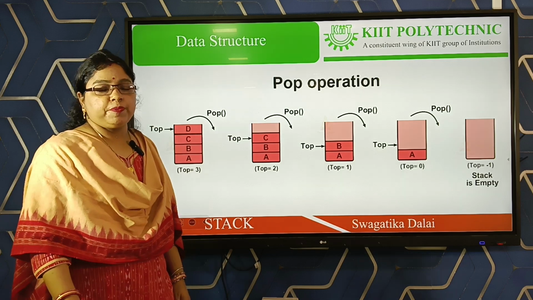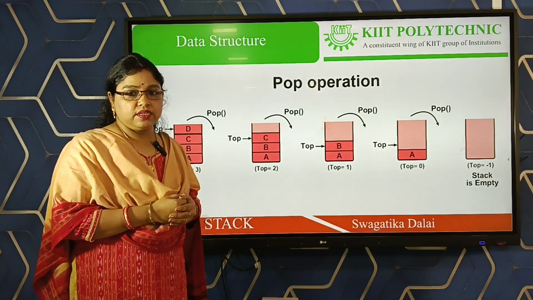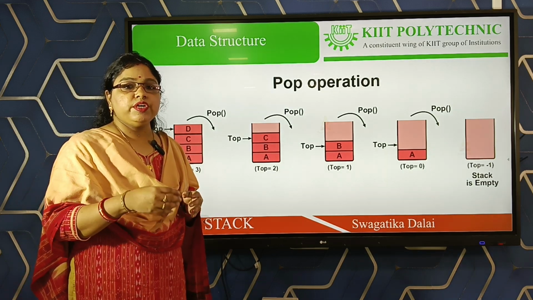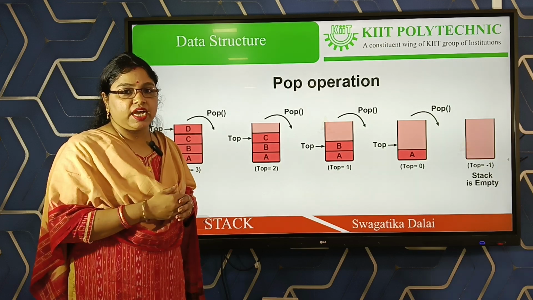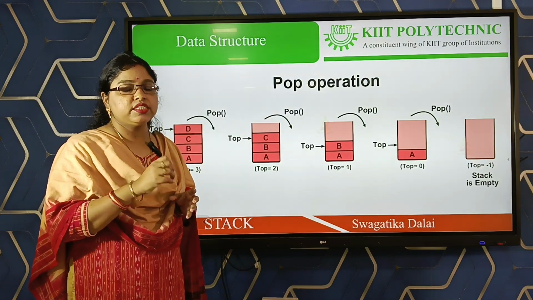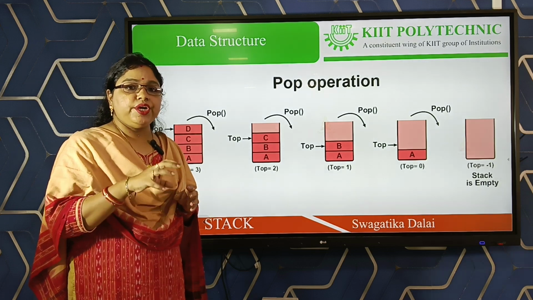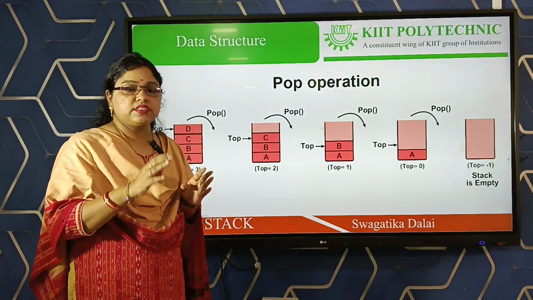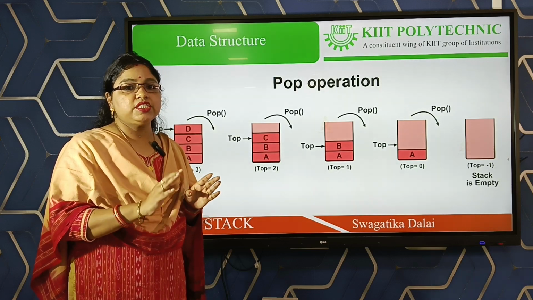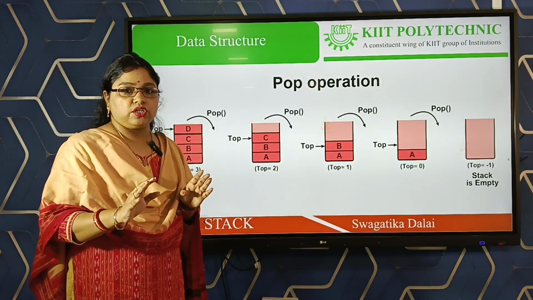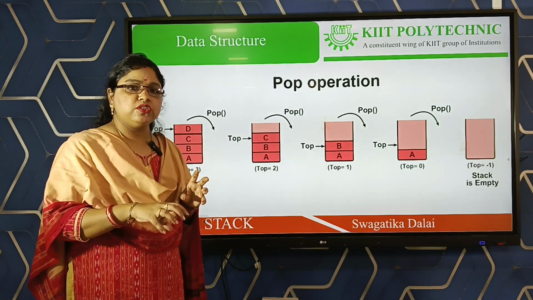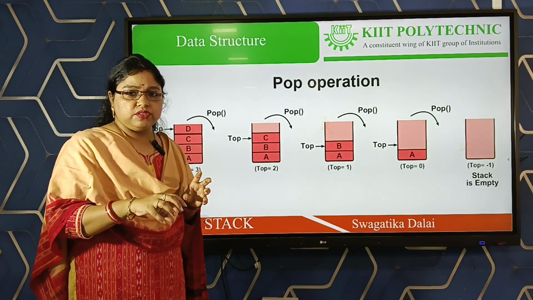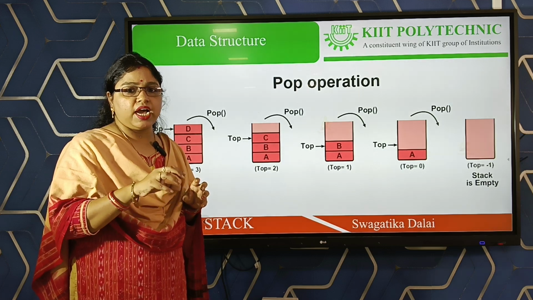Then we go for the pop operation. As I have already said earlier, whenever we want to delete an element from the stack, that operation is known as the pop operation. Before performing any pop operation, we have to check whether the stack is empty or not, meaning top equal to -1 or not. If top equal to -1, then an error occurs, which is known as stack underflow error.